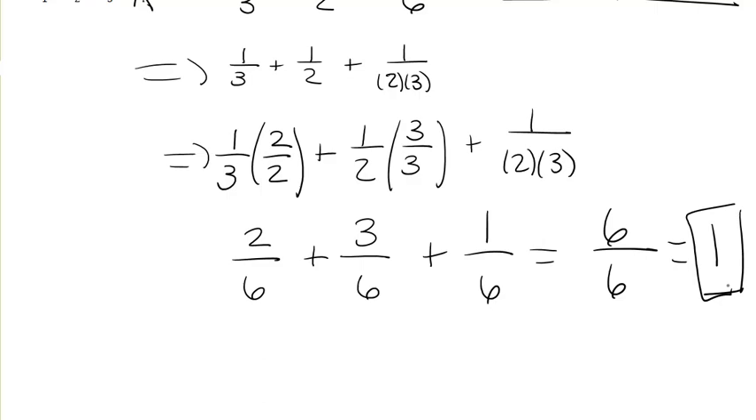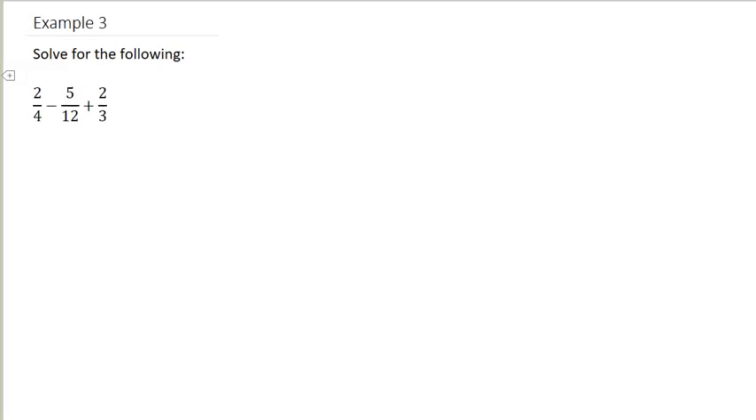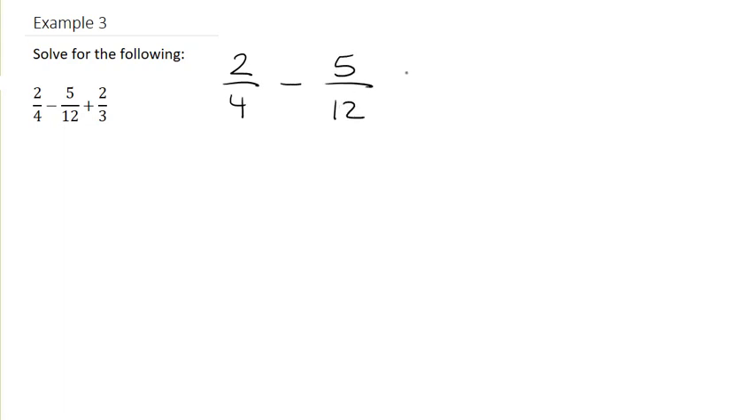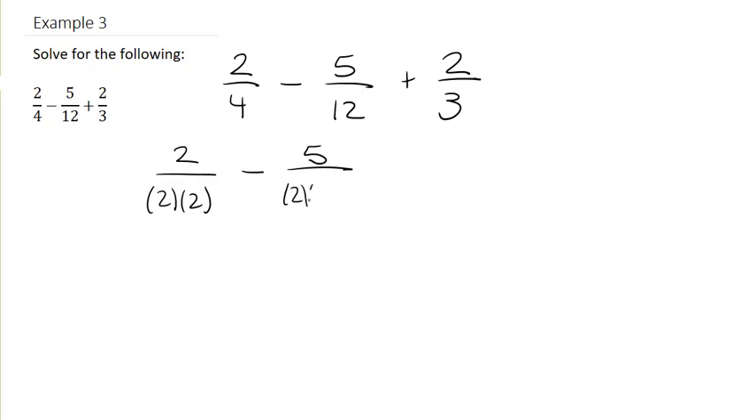So let's go ahead and look at another example. So we're going to solve for the following. In this one now we have a subtraction and an addition in the same problem. So we have 2/4 minus 5 over 12 plus 2/3. So let's go ahead and write the prime factorization for all these numbers. So we have 2, and then 4 becomes 2 times 2, minus 5 over 12. So 12 can become 2 times 2 times 3, plus 2/3, and that's a prime number.